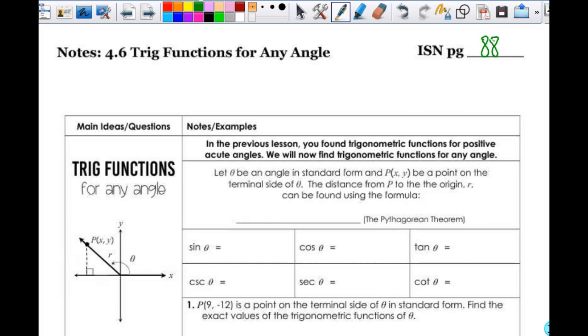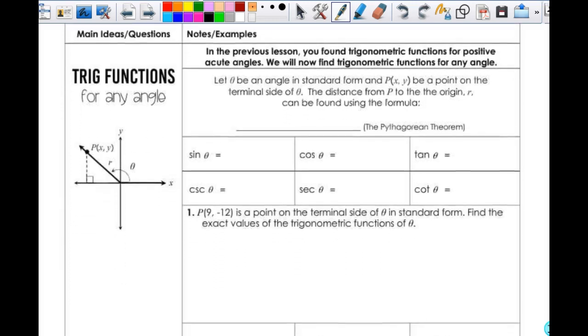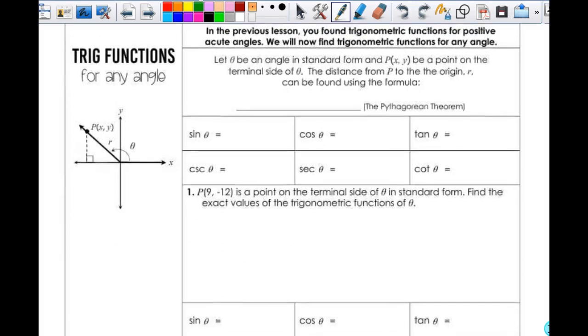So we looked at the trig functions for specific special angles on the unit circle yesterday. We are going to talk about the unit circle and how to learn it, but I wanted to do that in person, so we'll talk a little bit more about it tomorrow. Today we're going to look at trig functions for any angle, not just the special ones that are on the circle. So this says let theta be an angle in standard form.